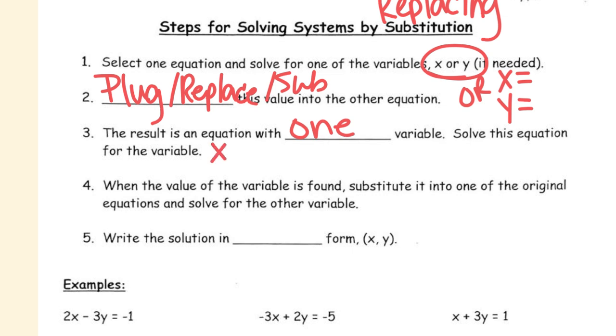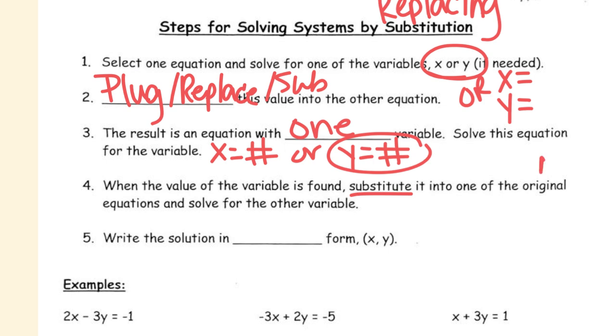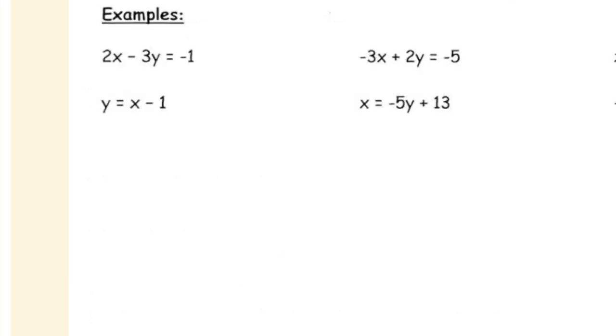Okay, we're going to get x equals some number or y equals some number, whichever variable we had. So just like when we were checking our equations, then we're going to take that number that we found and we're going to substitute it. We're going to replace it. We're going to plug it into our keyword right here, original equations, and we're going to solve it. We're going to write our solution in ordered pair form or XY form. Okay, let's actually try this.